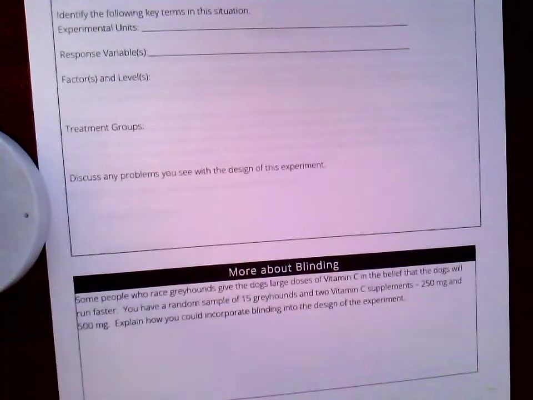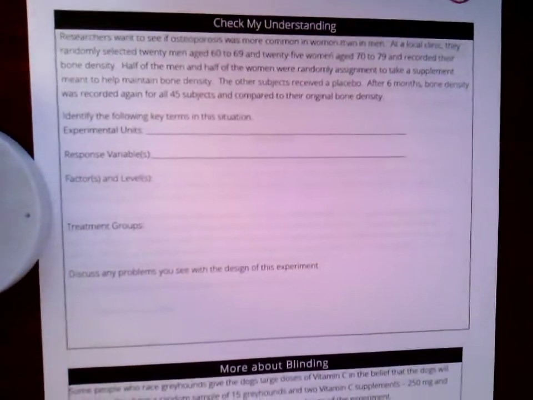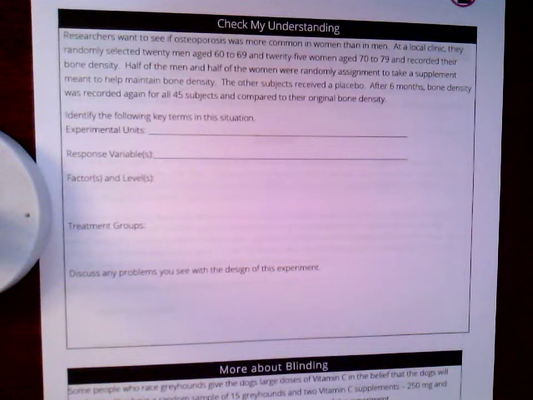All right, let's do a practice problem. Same thing here. You look at this osteoporosis problem. Pause the video for roughly 8 minutes or so and figure out the same thing: experimental units, what's the response variable, factors and levels, treatment groups, and then any problem that you might see with the experiment here. Little curveball at you. So 8-10 minutes, I'd pause the video and I will show you the answers.